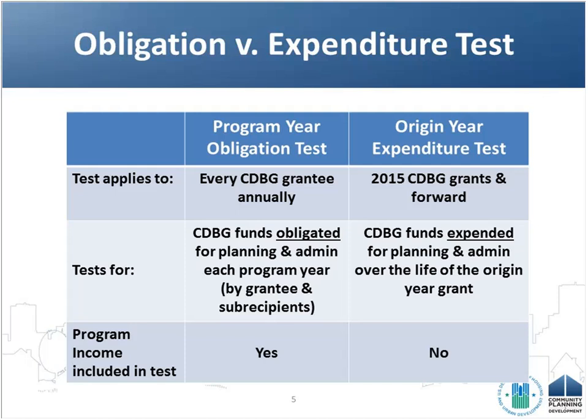Meanwhile, the Origin Year Expenditure Test is applied to the 2015 and later grant funds only. So for the Origin Year Expenditure Test, we measure the grant funds expended from those 2015 and later grants. And also, in the cap for the expenditure test, program income is not included.